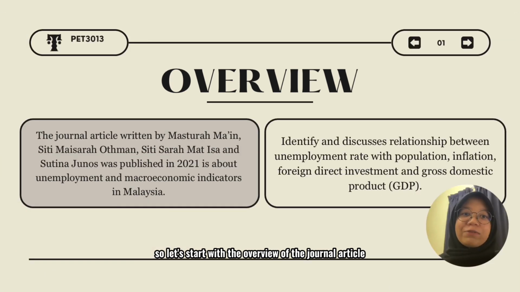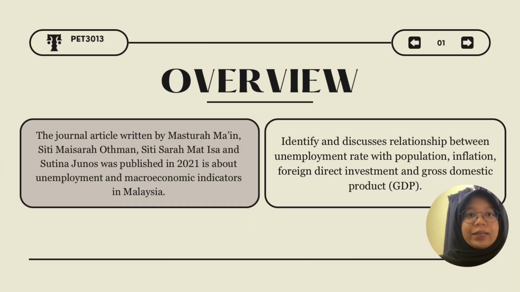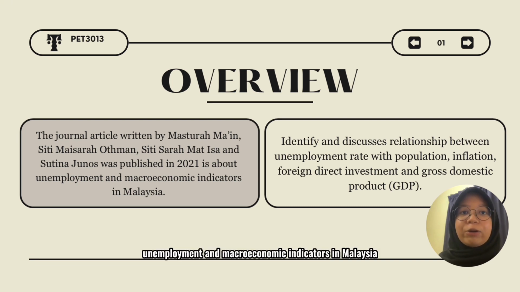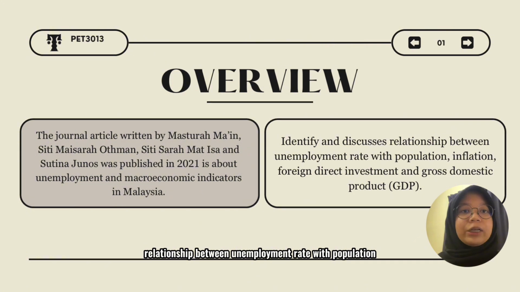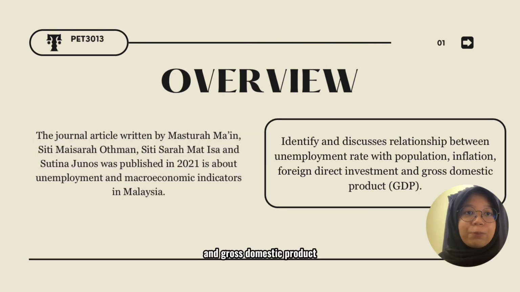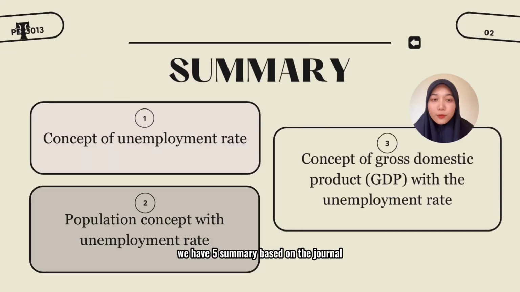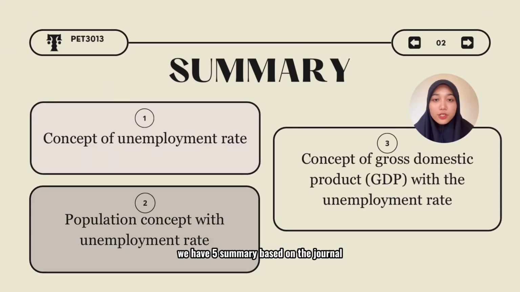Let's start with the overview of this journal article. The journal article written by Mastura Ma'in, Siti Maisara Osman, Siti Sarah Meingse and Siti Najunus was published in 2021. It's about unemployment and macroeconomic indicators in Malaysia. It is discussing the concept of unemployment rate and the relationship between unemployment rate with population, inflation, foreign direct investment and gross domestic product. We have 5 summaries based on the journal.